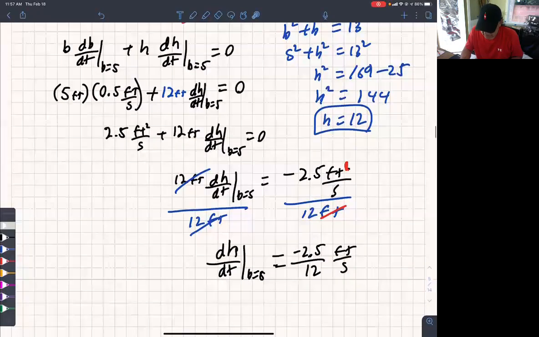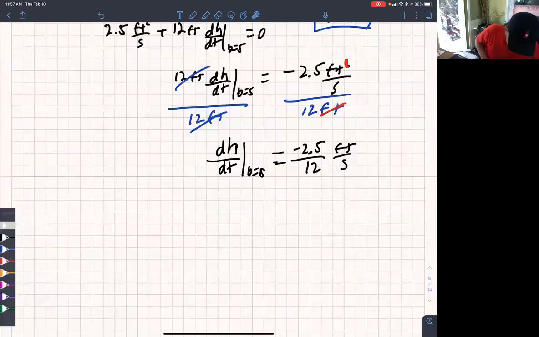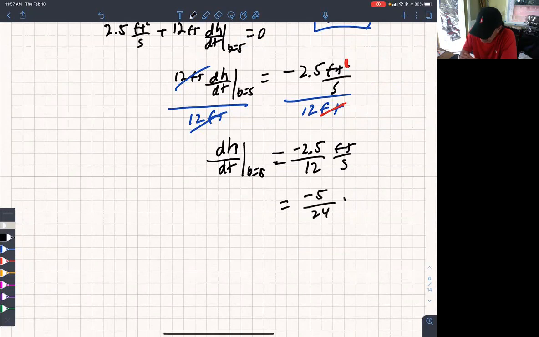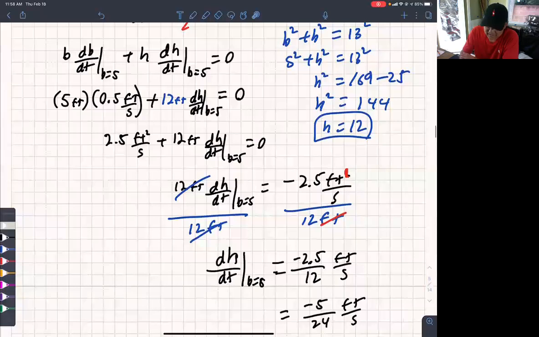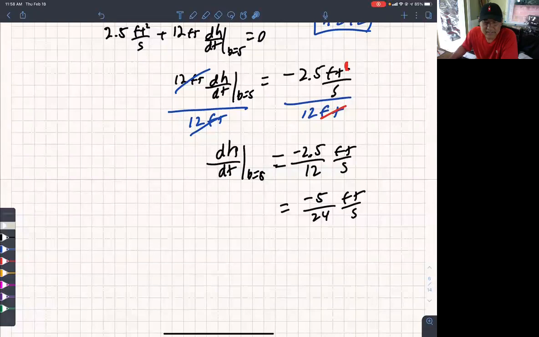You could divide that. Let me see what the book does with that one. Do they divide it out? They changed it to 5 over 24. Here's what they did. They multiplied by 2 over 2 to get rid of that decimal. So you don't have to, but that's what they did. And again, does it make sense that it's negative? Okay, if dh/dt is negative, that means h is decreasing. Is it decreasing? Yeah, because this ladder's falling, so h is decreasing. There is our answer.